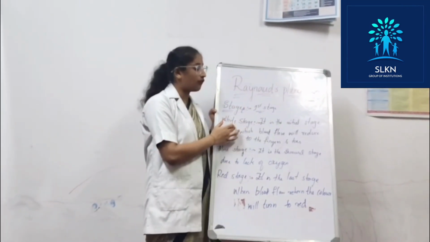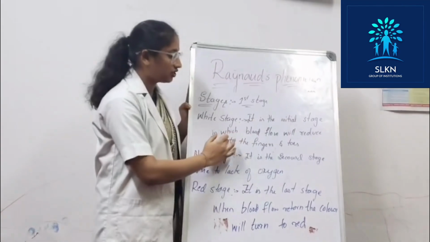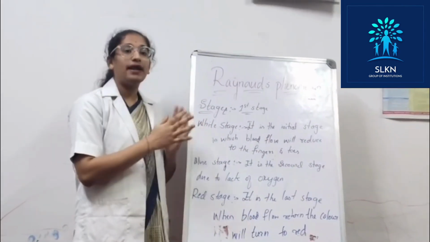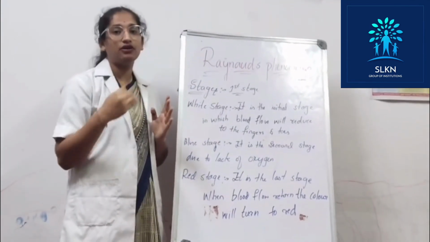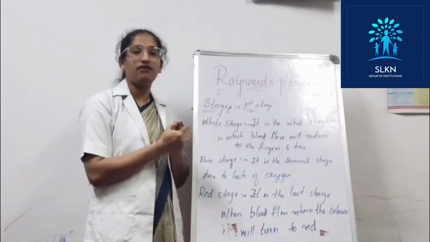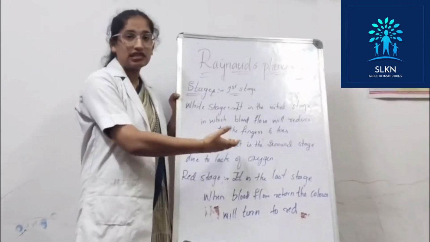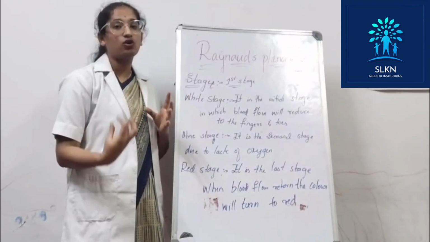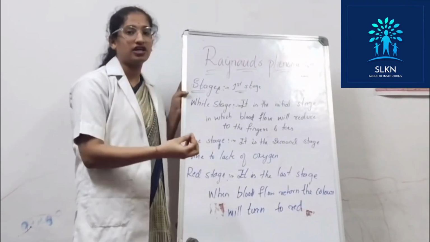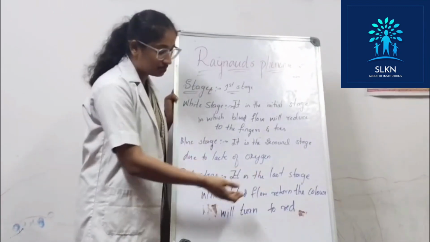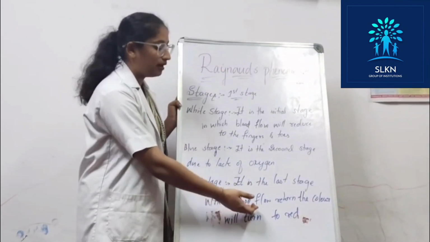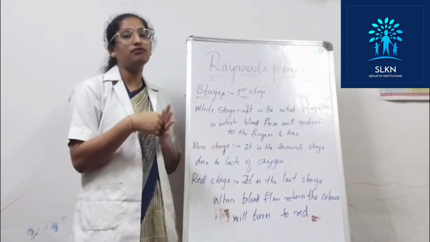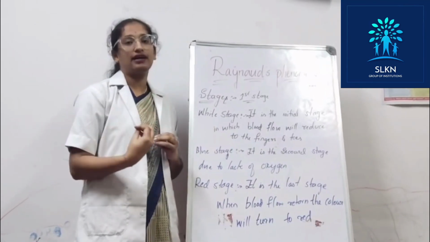The first stage is the white stage. It is the initial stage in which the blood flow to the fingers and toes reduces. At that time, white color appears in our fingers and toes. Then the blue stage, which is the second stage. Due to lack of oxygen in the blood, our fingers and toes turn bluish. Then the red stage, which is the last stage. When the blood flow returns, our fingers and toes become red.